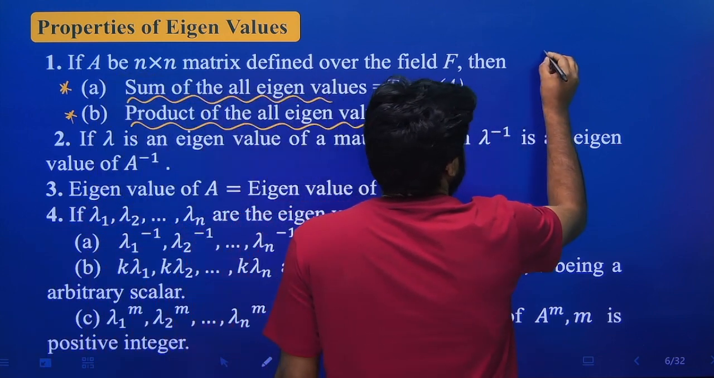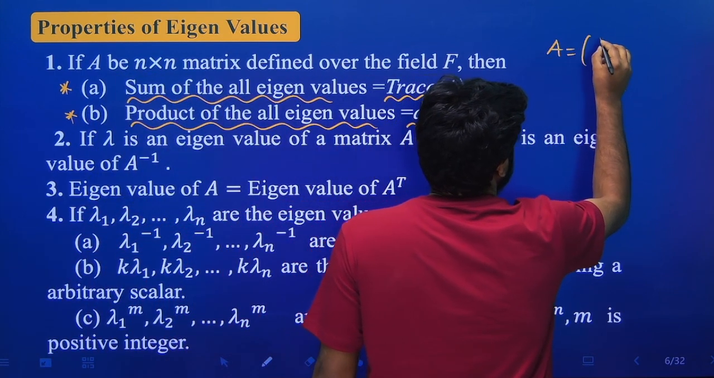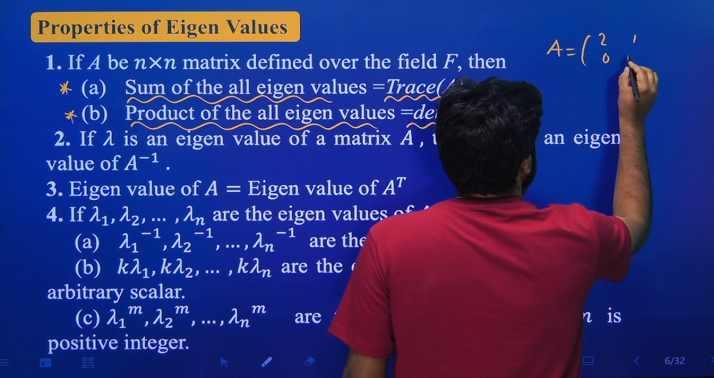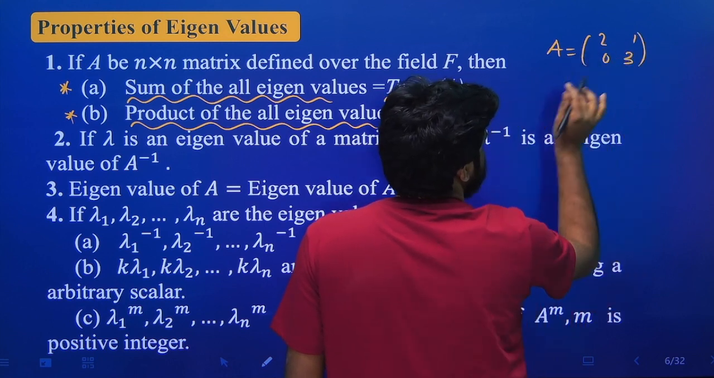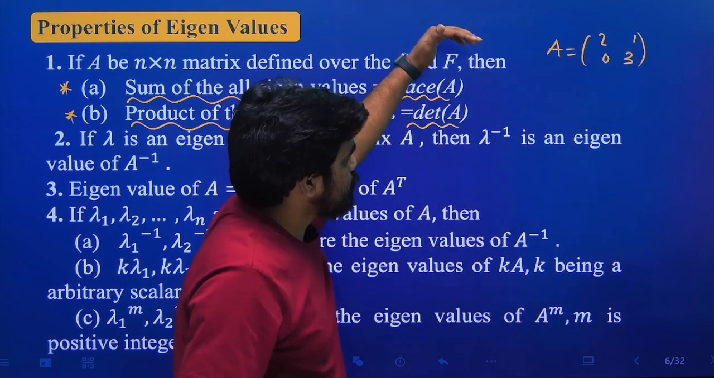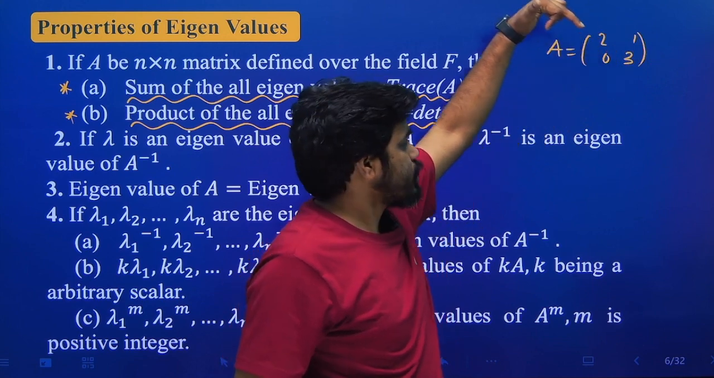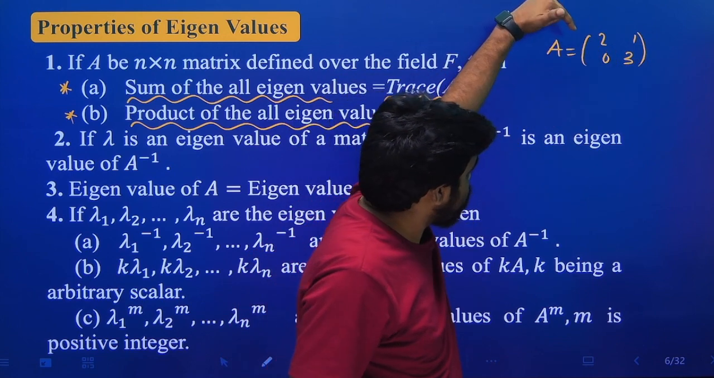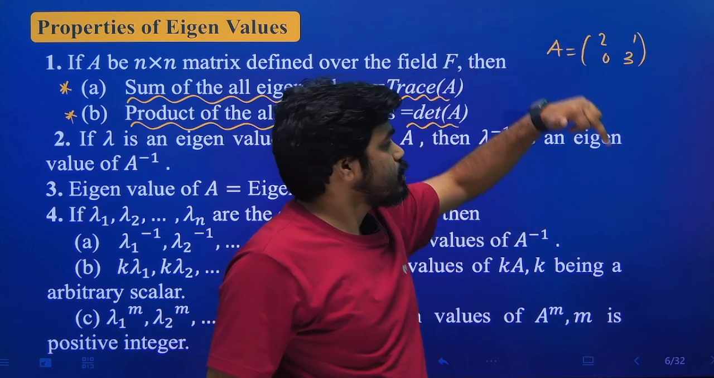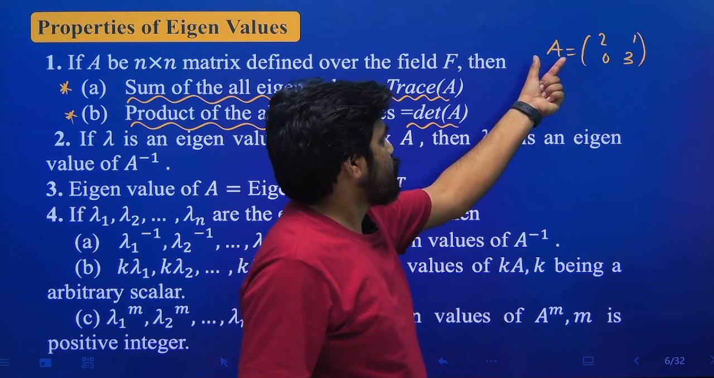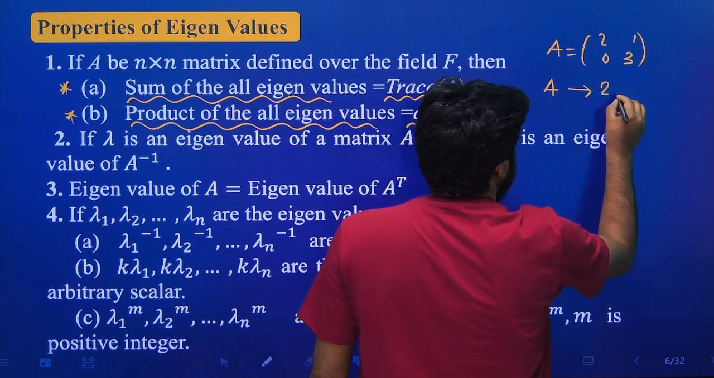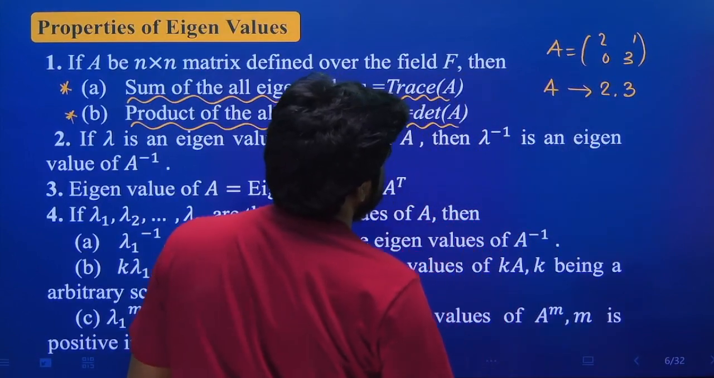Suppose, for example, if we consider a 2 cross 2 matrix, suppose 2 1 0 3, what are the eigenvalues? দেখো এটা upper triangular matrix, তাহলে eigenvalues গুলো কি হবে 2 আর 3. Upper triangular matrix এর eigenvalues গুলো হবে diagonal elements, lower triangular matrix হলেও eigenvalues গুলো হবে diagonal elements, আর diagonal matrix হলেও diagonal elements. Suppose A is 2 1 0 3, what are the eigenvalues of A? The eigenvalues of A are 2 and 3, right?